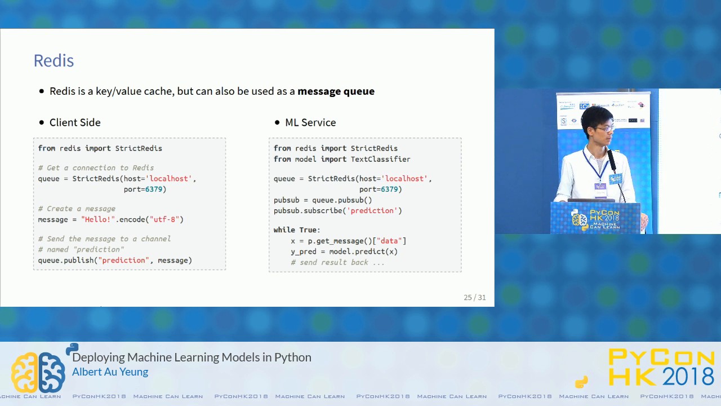Okay, so everything is non-blocking. On the left-hand side, after you publish the message, you can still do other things. On the right-hand side, the machine learning service can focus on processing all the messages.